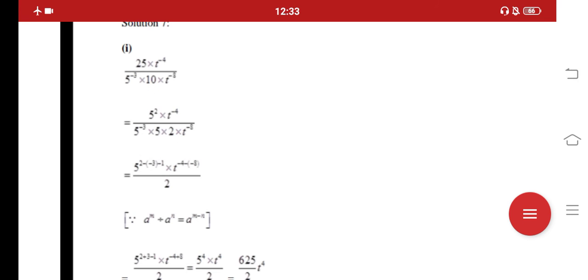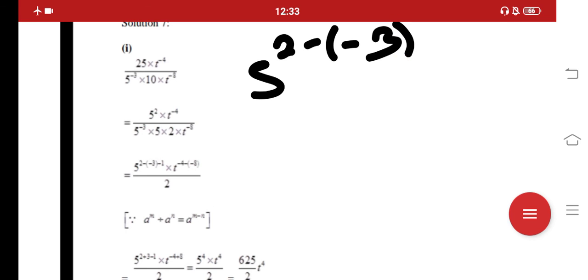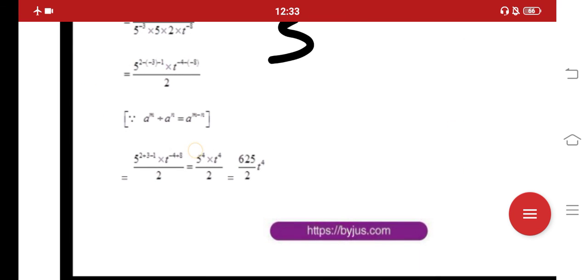Now see what we are having: 5 to the power 2, 5 to the power minus 3. These two are in division, so we will write 5 to the power 2 minus minus 3, because we know that in division we have to subtract the powers, and here one more 5 is given, so power 1. So 2 minus minus gives us plus, so 2 plus 3 is 5, 5 minus 1 is 4, so 5 to the power 4.